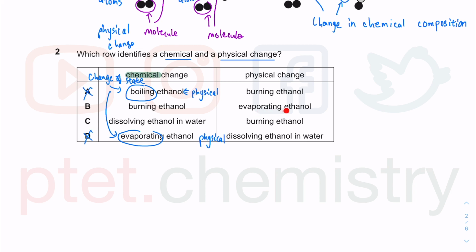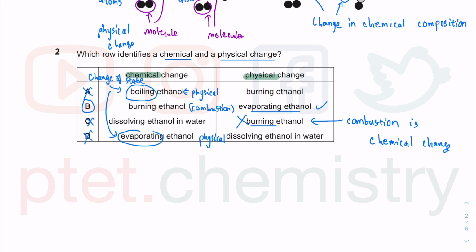And what we're looking at, physical change, evaporating ethanol, yes. Burning is combustion. So we talk about combustion being the burning of a compound. Therefore, combustion is chemical change. Combustion is not a physical change. So that cannot be for physical change there, which means C cannot be the answer. B must be the answer. As I said, burning ethanol, which is combustion. So combustion of a substance is actually a chemical change. In this case, it gives you carbon dioxide and water.